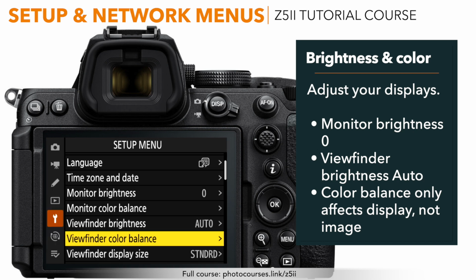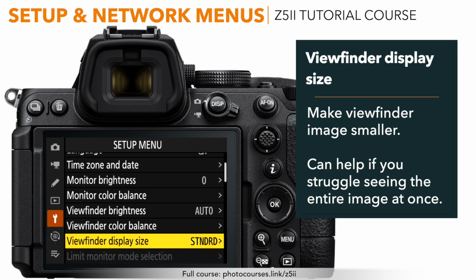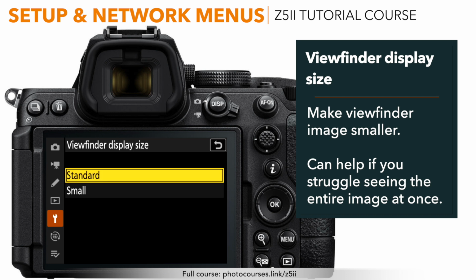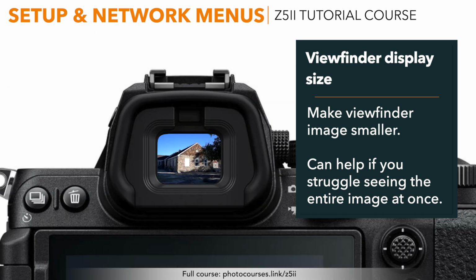Finder display size has 2 options, standard and small. If you're looking through the viewfinder and you struggle to see the entire composition at once, like you're having to move your eye all around to see the whole frame, you can set it to small, and that's going to make that image a little bit smaller, which may be easier to see the entire composition at once.